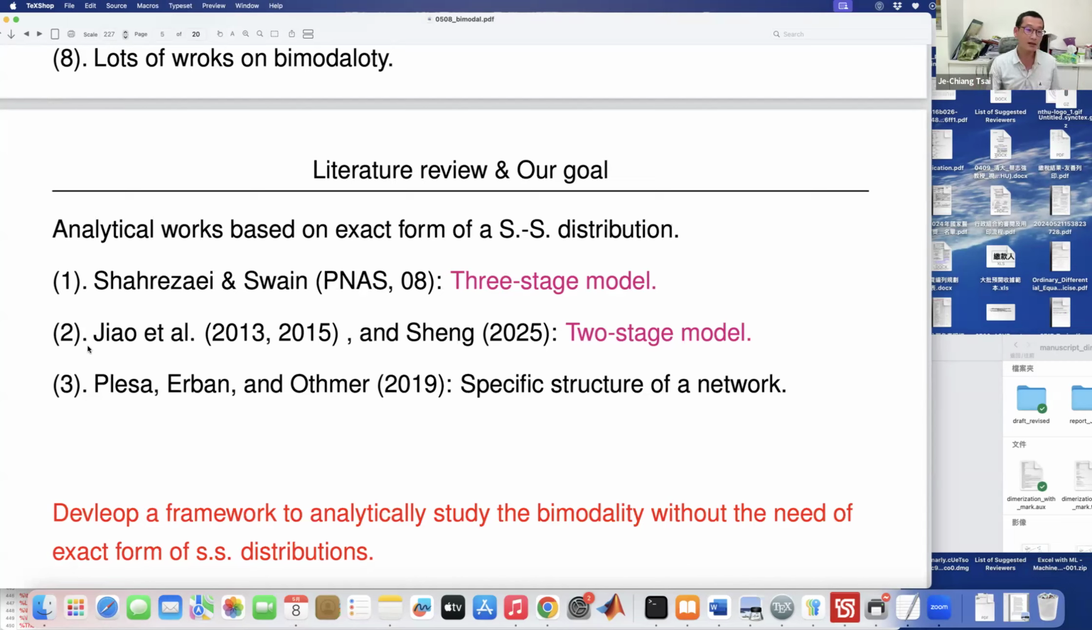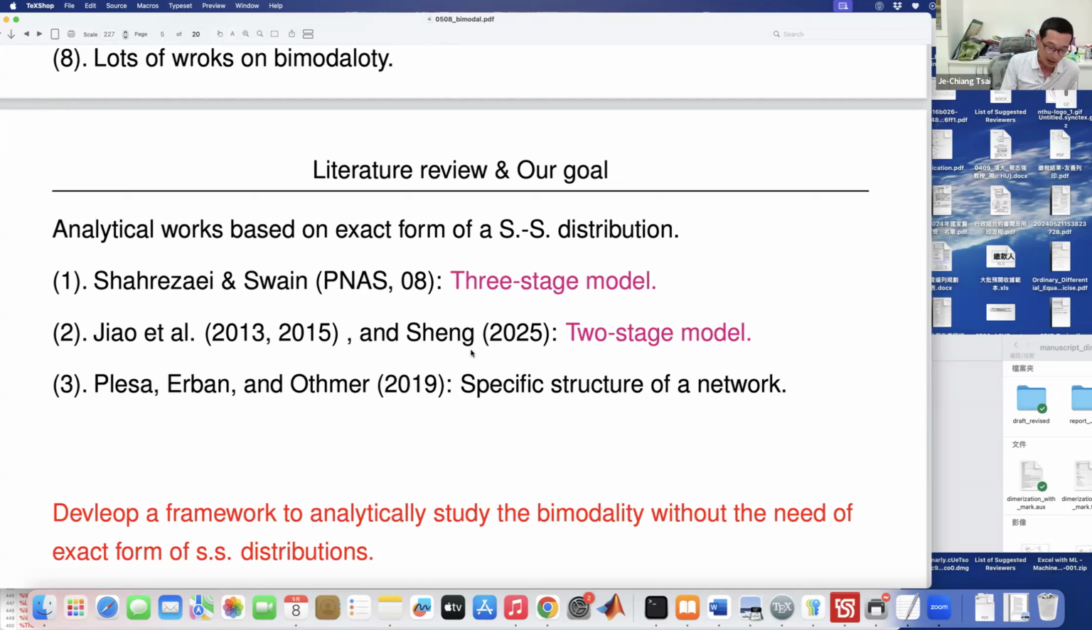And in the second work by Je-Chiang and Tsing, they are very nice, but they discuss only the two-state model, so they skip the transcription process, and only consider a two-stage model, because it's simpler than the three-stage model.